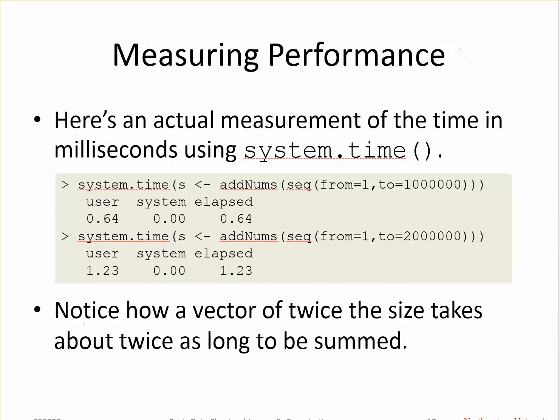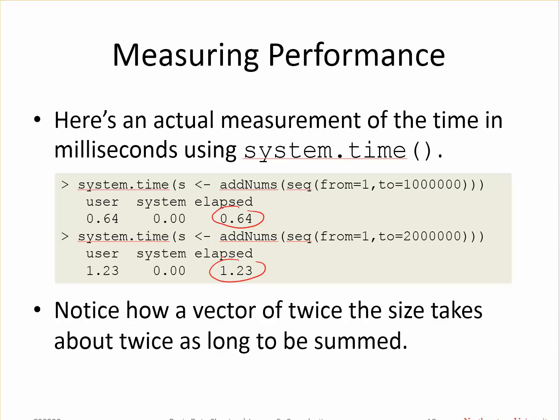Now, of course, we can also measure the actual performance. Obviously I'm going to have to do this with a much larger vector to make sure it's significant. Let's say I want to add up numbers from 1 through a million. I can do that by calling system.time. And then I'll compare that against adding up a vector of 1 to 2 million, exactly twice as large, and exactly what you would expect happens right here. You have initially 0.64 seconds versus 1.23 seconds, about twice as large.